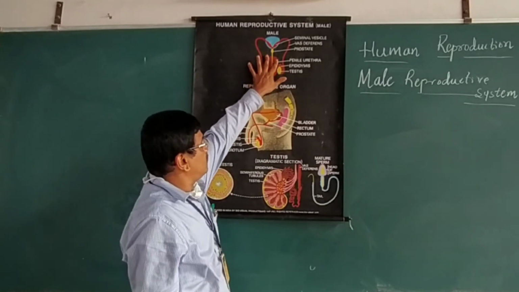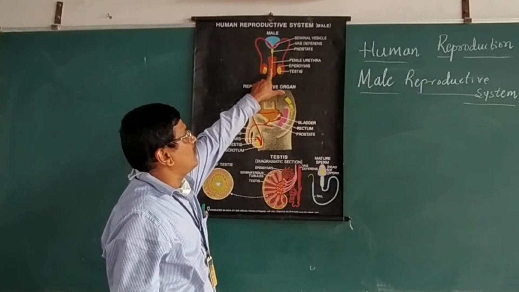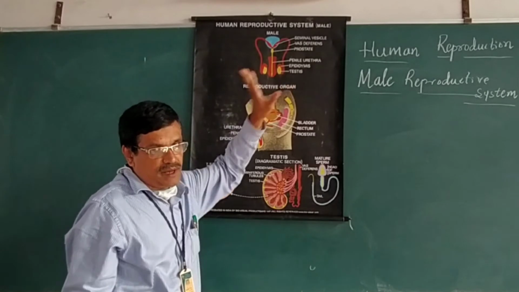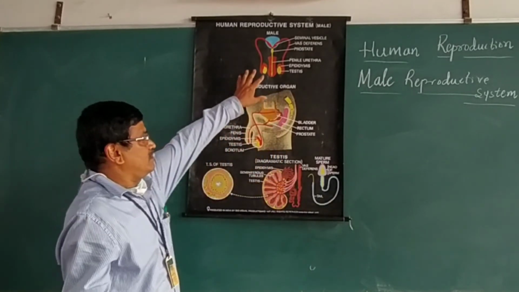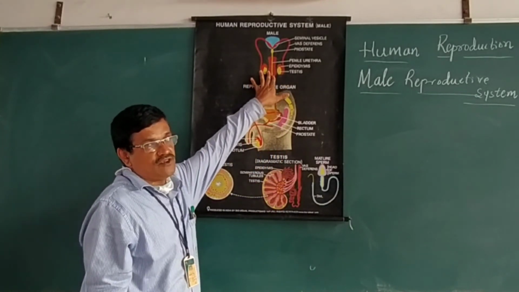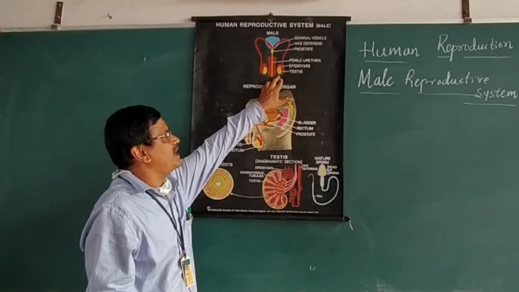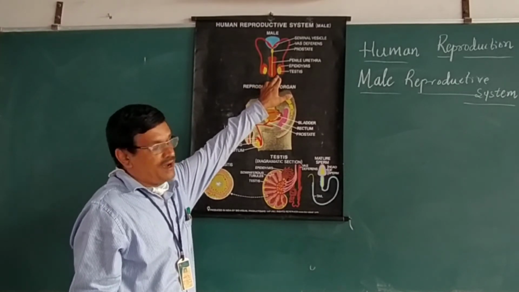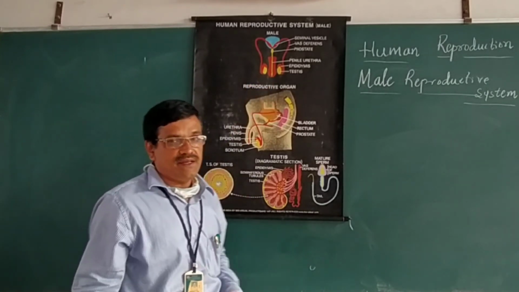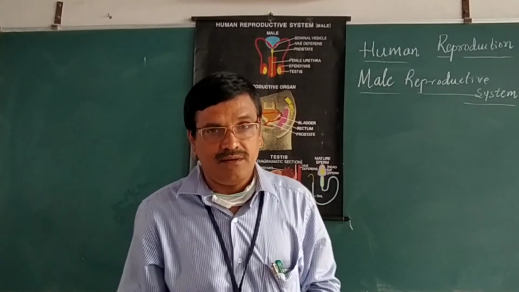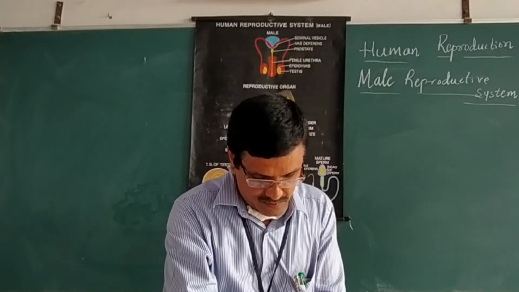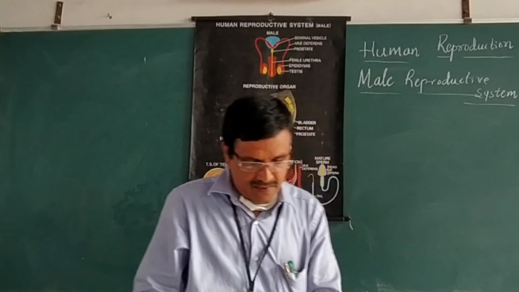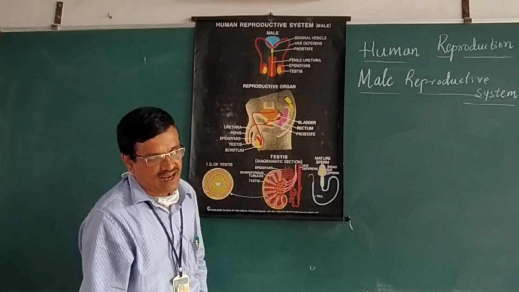Another part of the human male reproductive system is the penis. It is an external genitalia. And this penis is supported by specialized muscles, and these muscles are helpful in insemination during coitus. Okay, then the male accessory glands include paired seminal vesicles.